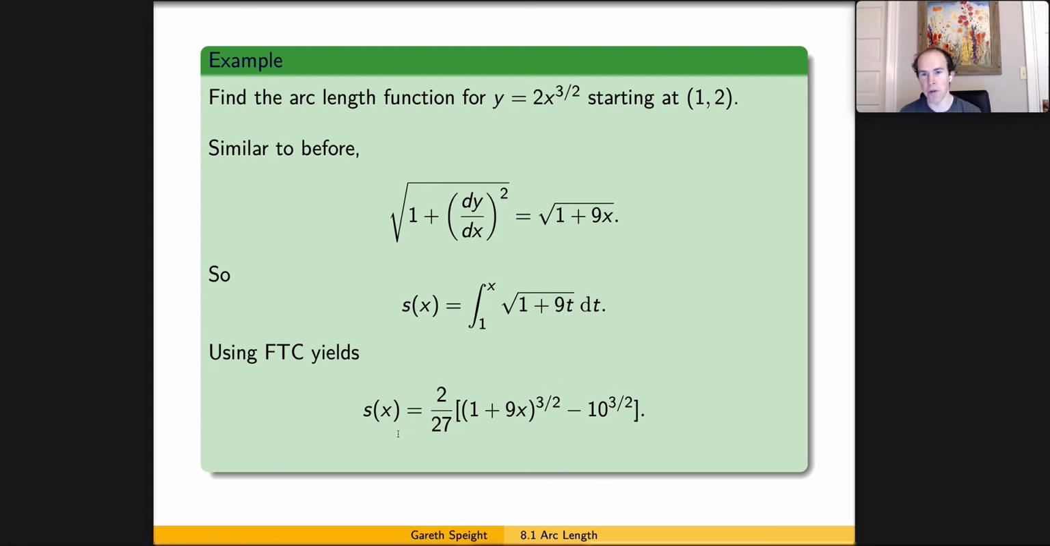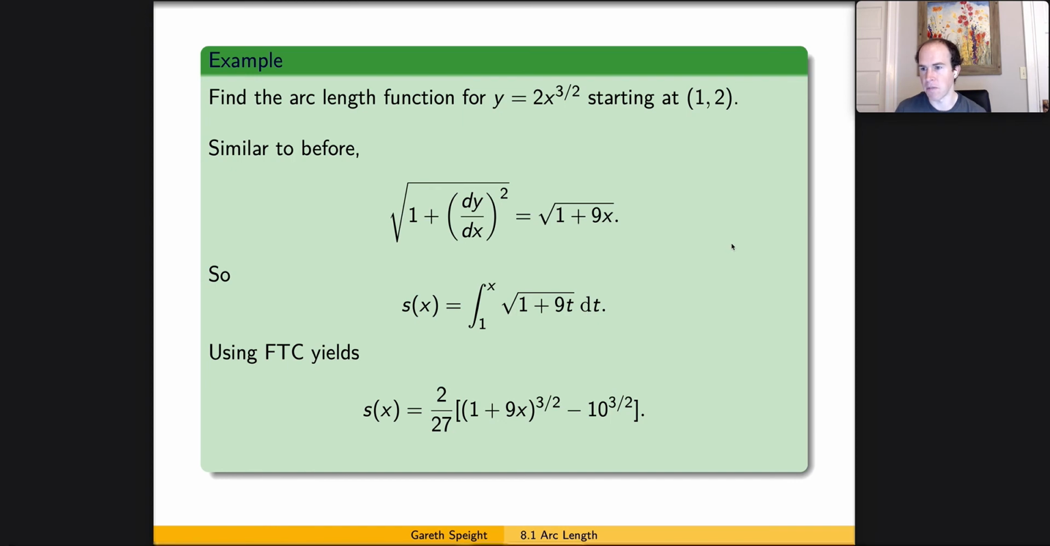Quick sanity check, if we were to plug in x equals 1, here we would get 10 to the 3 over 2 minus 10 to the 3 over 2, which is 0. So we would be saying the length is 0. Okay, that makes sense. If we start at x equals 1, then the length up to x equals 1 is just 0.